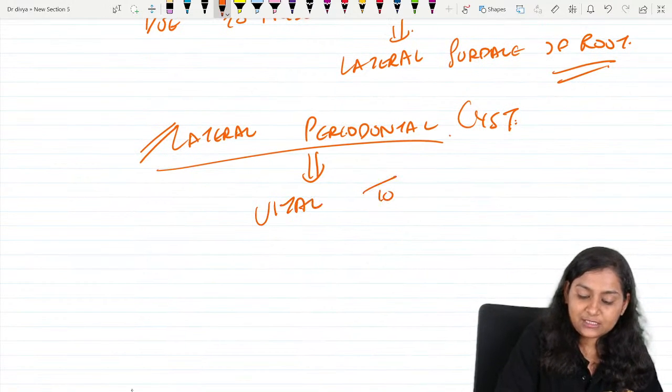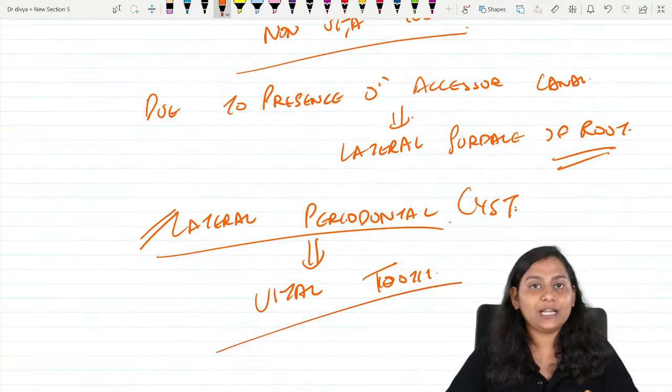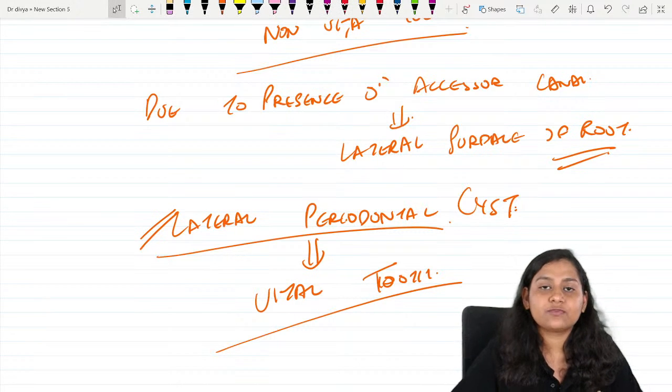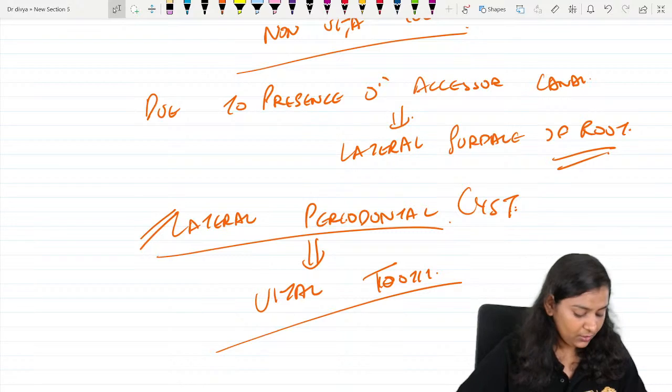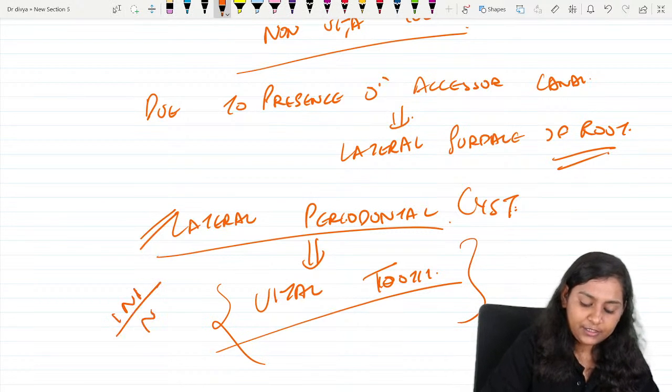We will discuss lateral periodontal cyst later, but since we are discussing the lateral radicular cyst, just for now, remember, lateral periodontal cyst will always be associated with a vital tooth. So this question was asked in the INI November 2023.